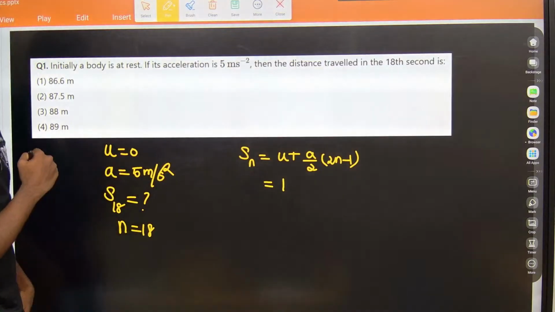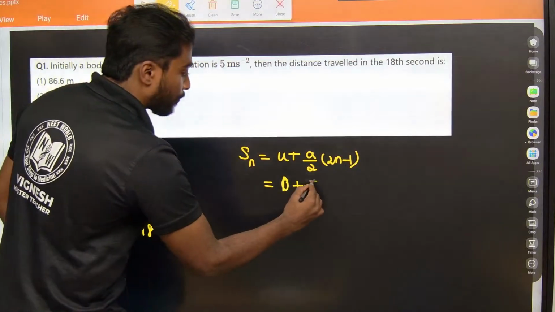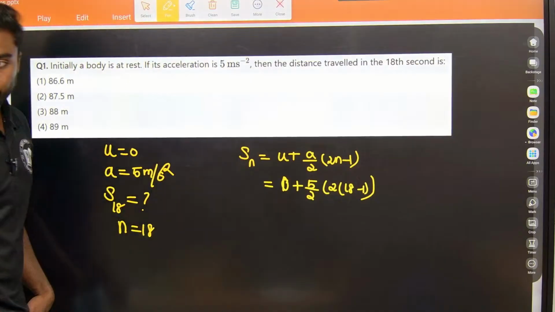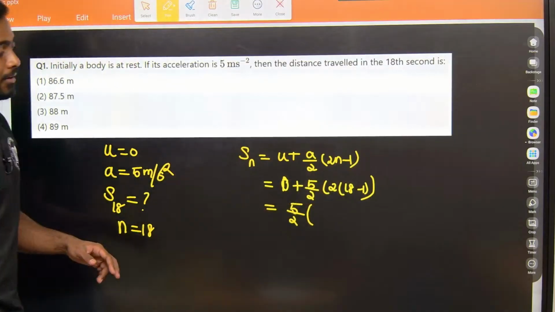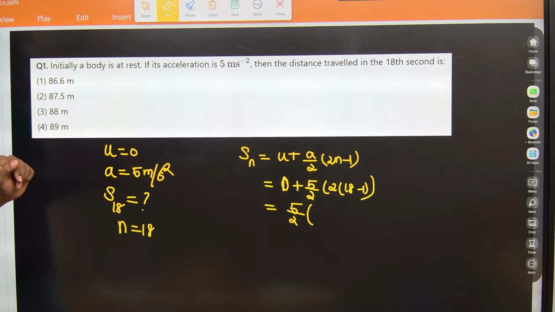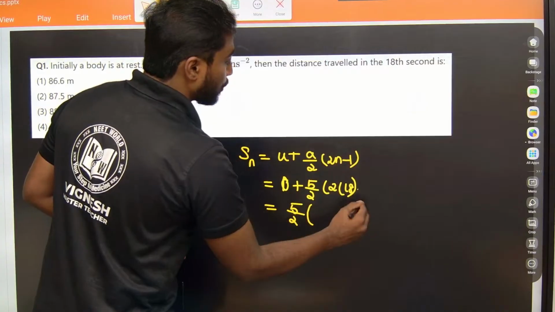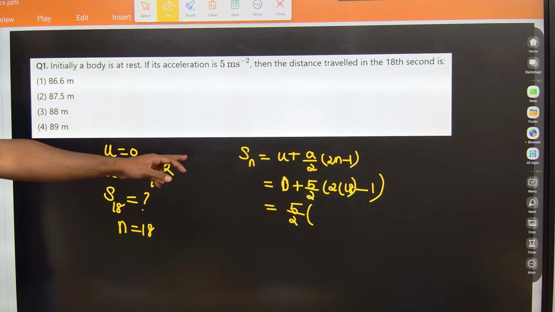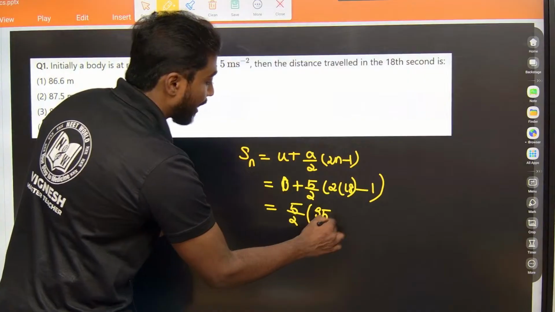U is 0, plus a is 5, so 5 by 2 into 18 minus 1. That's it. So what will I get? 5 by 2 into 2n minus 1, that is 2 times n minus 1. 18 2s are 36, minus 1 is 35. So I will get 35.